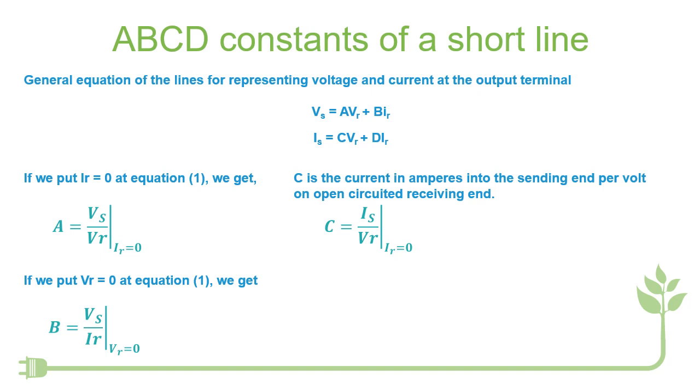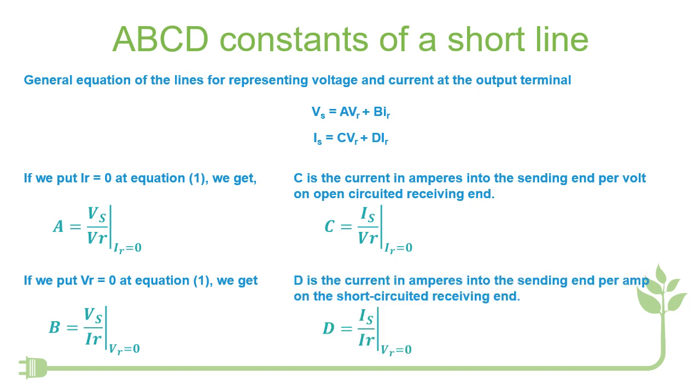And lastly, the D constant is the current in amperes into the sending end per amp on the short-circuited receiving end. It is also dimensionless. Therefore, we will have D is equal to IS over IR. On the next slide, we will try to get the value of the A, B, C, D constants.